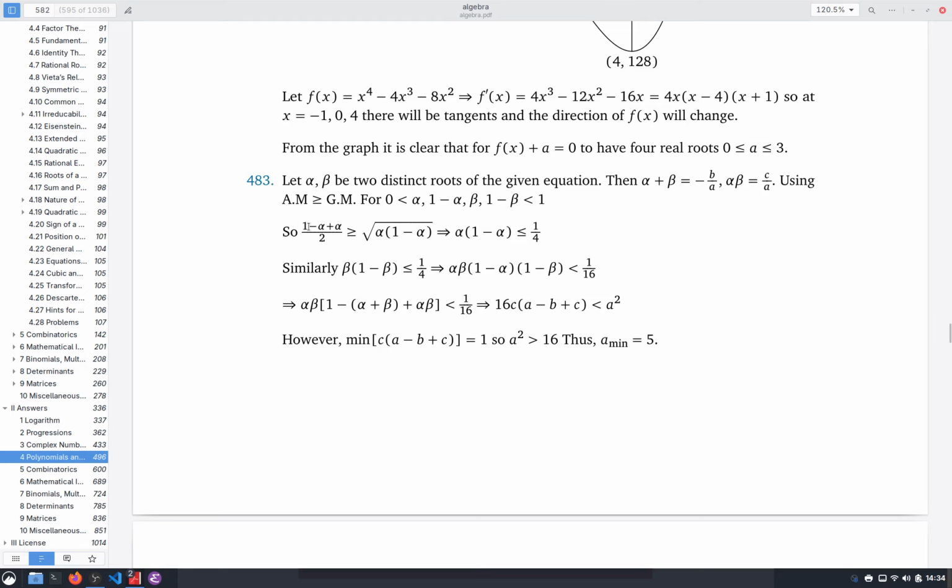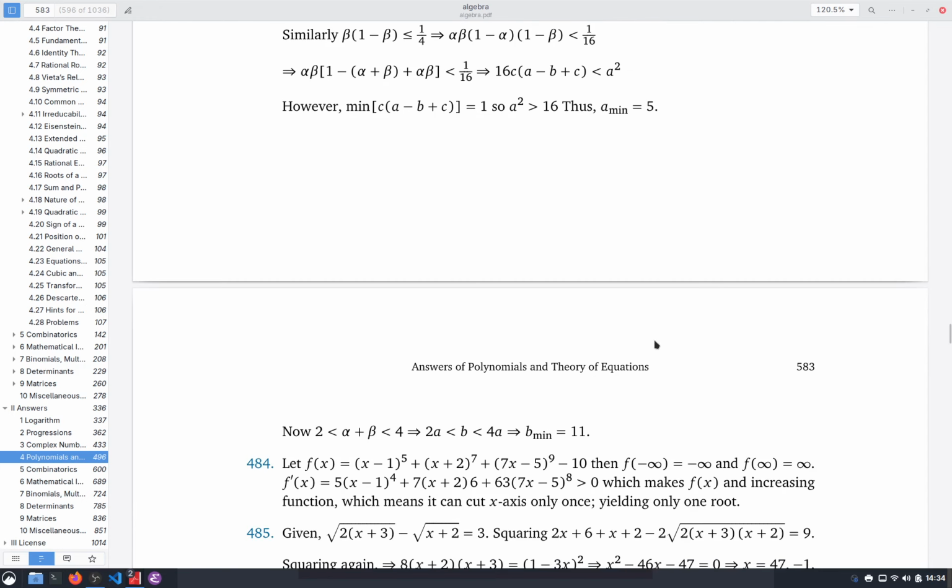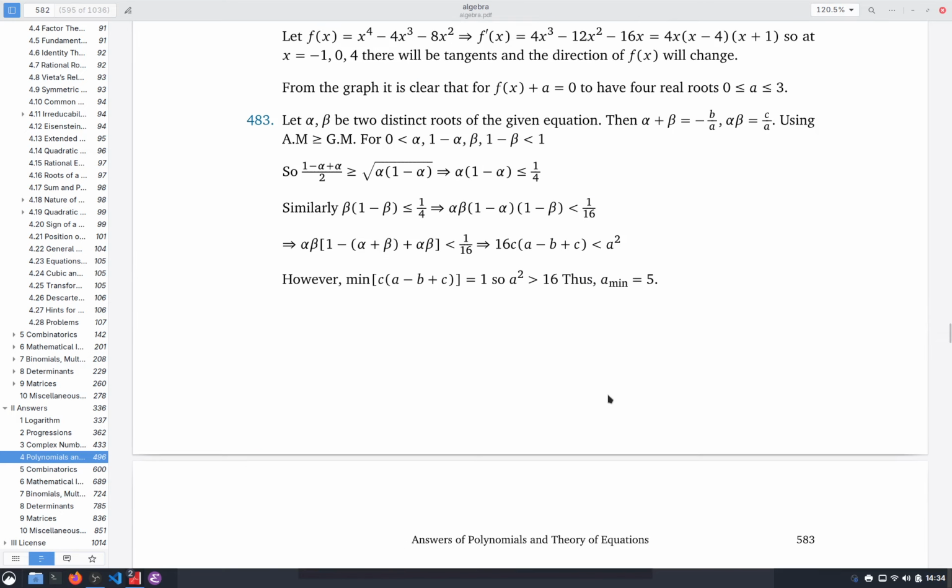So if you take the AM-GM inequality, you will see that alpha into 1 minus alpha is less than or equal to 1 by 4, and beta into 1 minus beta is also at most 1 by 4. You multiply those, and you get alpha beta into 1 minus alpha into 1 minus beta less than 1 by 16. Then you apply Vieta's rule, and you get 16c into a minus b plus c less than a squared. The minimum of c into a minus b plus c is 1, so a squared is greater than 16. That is, a minimum is 5, and similarly your b minimum is 11.